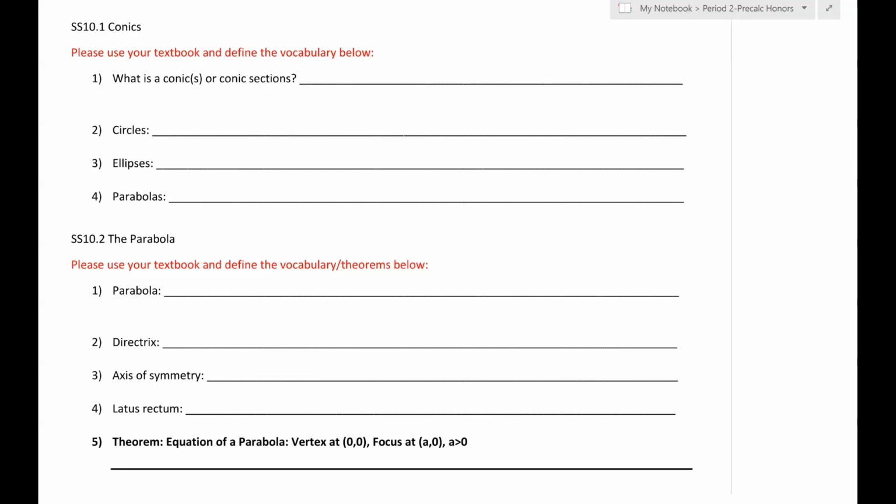Okay guys, so now we're on 10.1 and this is called conics. Congratulations, 10.1 is almost done. All you guys have to do is use your textbooks to define those vocabulary. Now, even though you guys are defining parabola, oh yeah, I'm sorry, I thought this is a hyperbola. But these are the conics that we are going to study this year. We are not going to study hyperbolas, okay? We just don't have time for that this year.